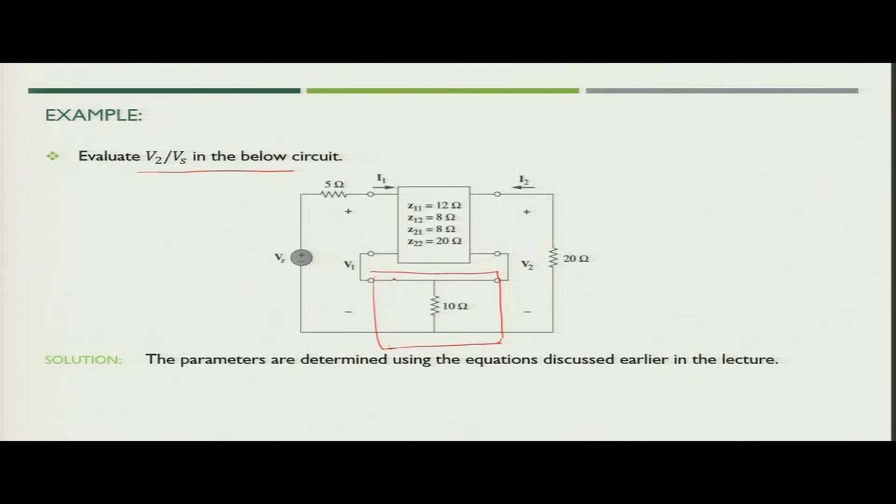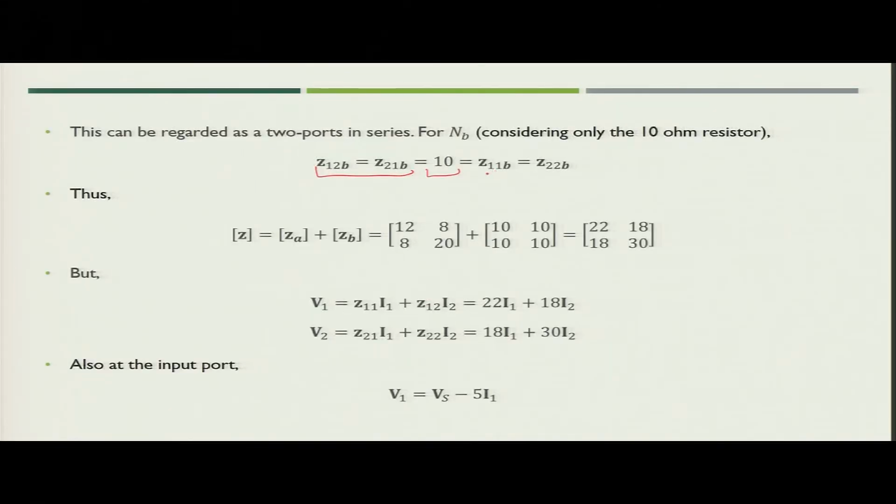So, Z11 would be the summation of these two and Z22 will be the summation of these two, but finally Z11 and Z22 will remain the same because we have only one 10 ohm resistance. So, what can we write? We can simply write Z11B and Z22B also equal to 10.